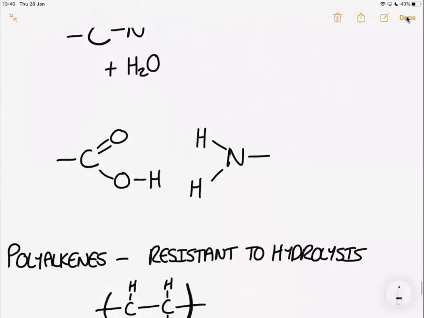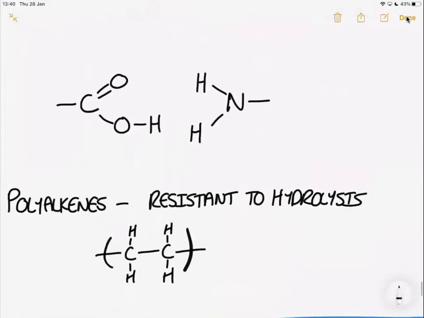And then just a reminder about addition polymers like polyalkenes. These things are very resistant to hydrolysis because they don't have any polar functional groups. They are full of very non-polar carbon-carbon single bonds and carbon-hydrogen single bonds. And so they are resistant to hydrolysis. They can't be attacked by nucleophiles or anything like that. So that's the end of this lesson.